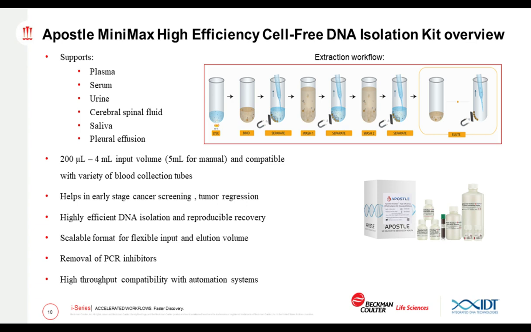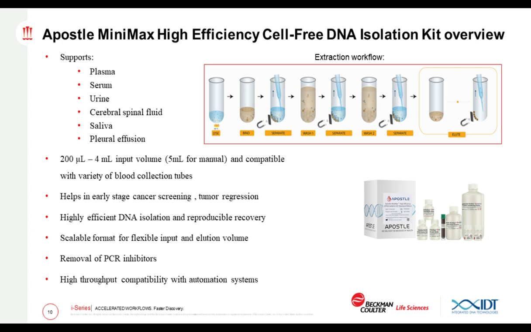cfDNA is of clinical relevance as it helps in early detection of cancer or tumor regression. Apostle's high-efficiency cfDNA kit can be used to extract DNA from large volumes of samples like plasma, serum, urine, etc. For the automated application, it can extract from up to 4 mils of sample and manually from a maximum of 5 mils. The kit is compatible with several blood collection tubes.